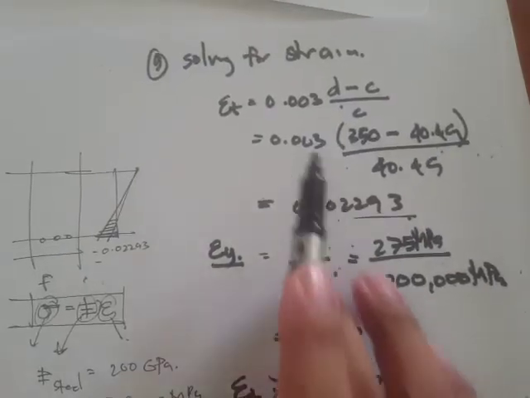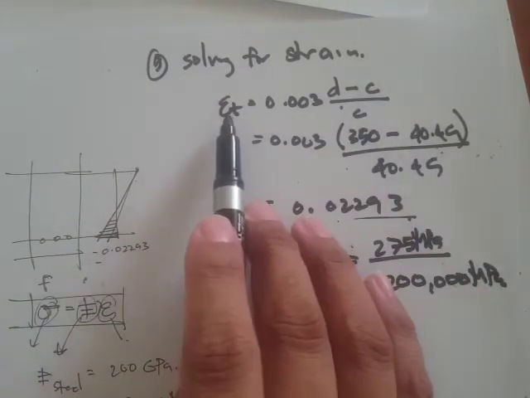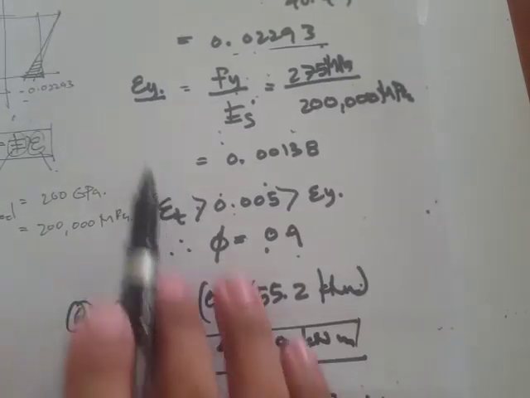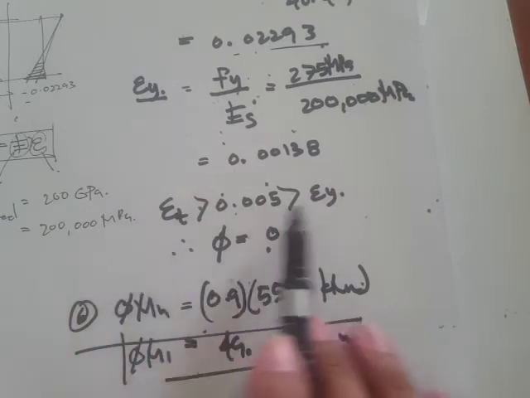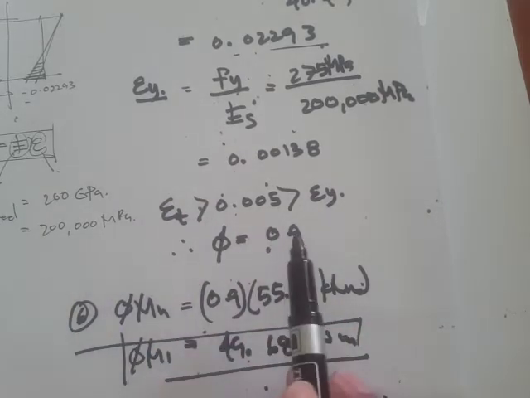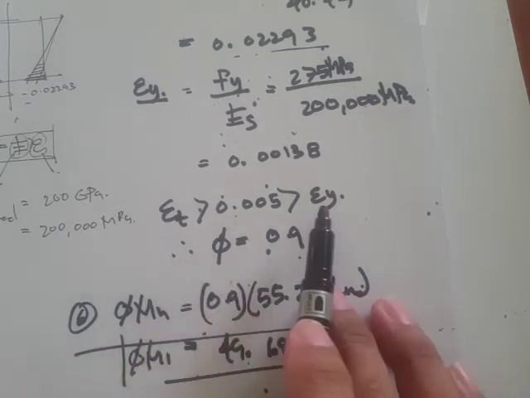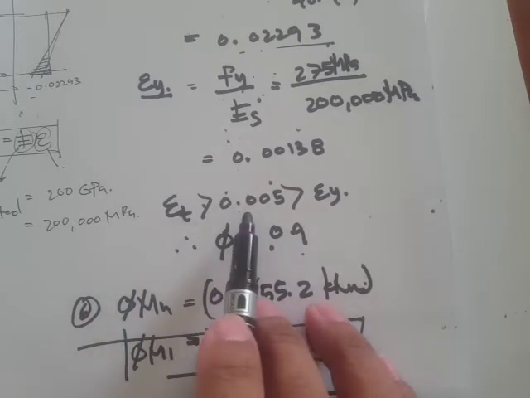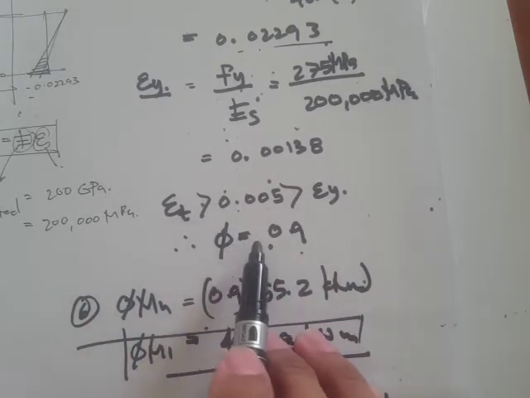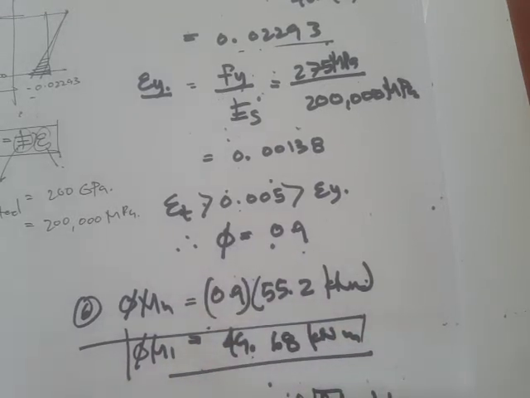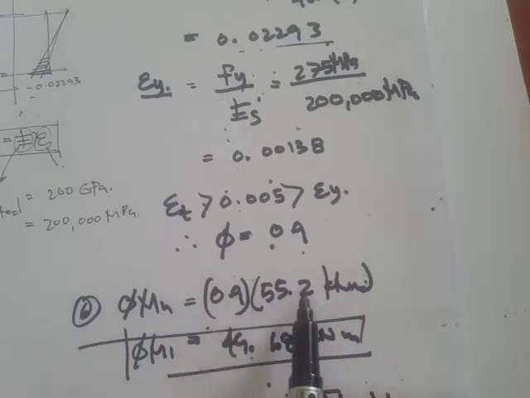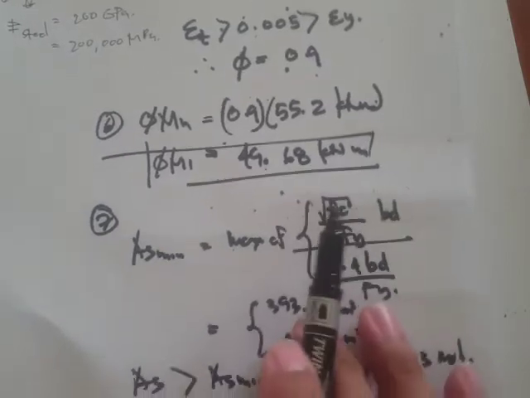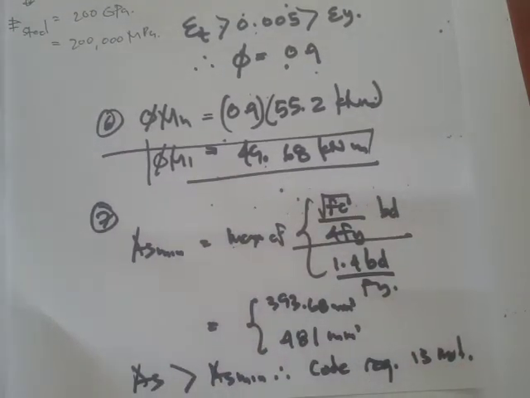Once we have the depth of the neutral axis, we can solve for the strain in the extreme tension steel and compare that to the yielding strain. From there, we can determine the condition of the section, whether it's tension controlled or compression controlled. Since our strain is greater than 0.005, that's going to be the tension controlled region, and the reduction factor is 0.9. So we just applied 0.9 times the nominal moment capacity. That's 49.68. And then we check the As requirement.